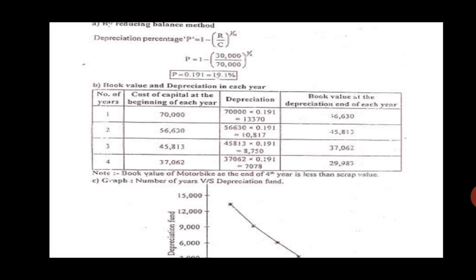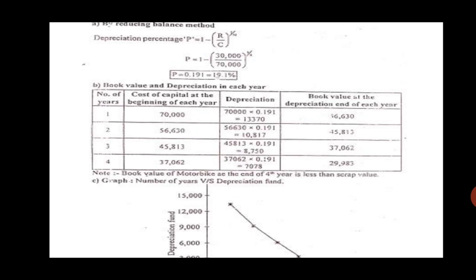So you can see in the first year the cost of the capital is 70,000 rupees for that bike. Okay, so depreciation amount is 70,000 rupees into 0.191. That is a percentage. So it is 13,370 rupees is the depreciation for the first year. So this 13,370 rupees depreciation amount will be reduced from the cost of capital, that is 70,000 rupees. Then you get 56,630 as the book value after the first year when you remove the depreciation of 13,370.